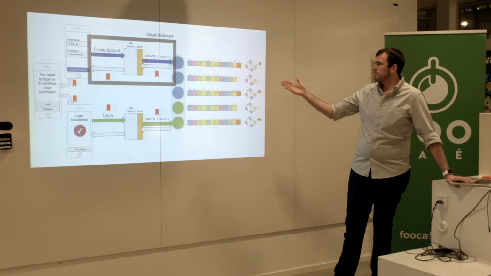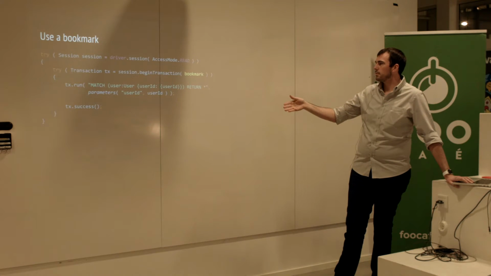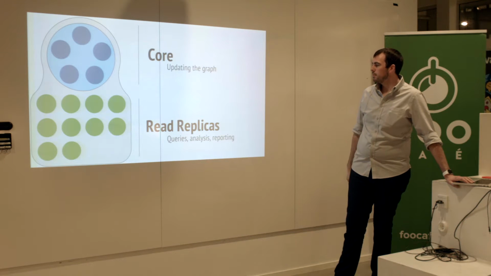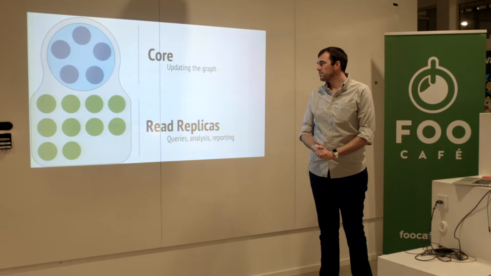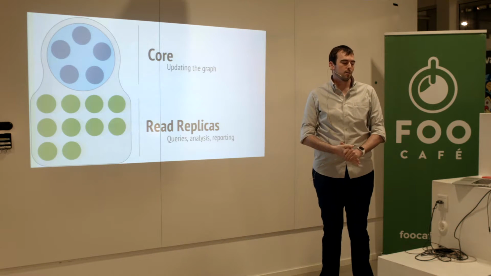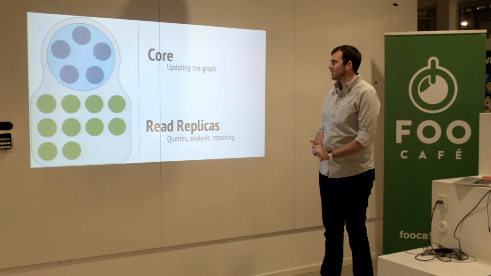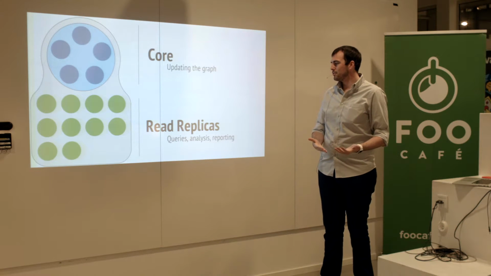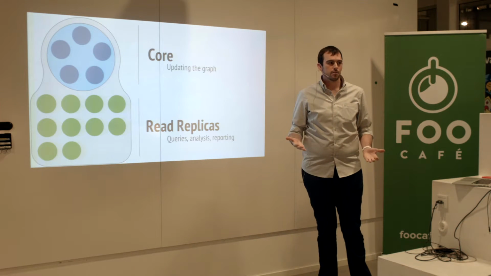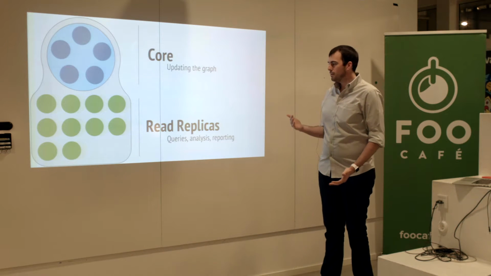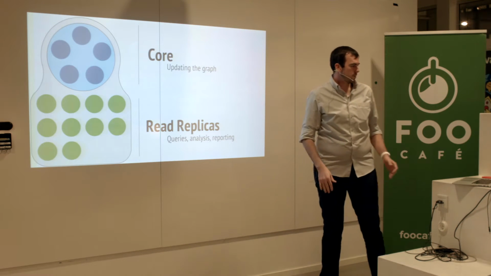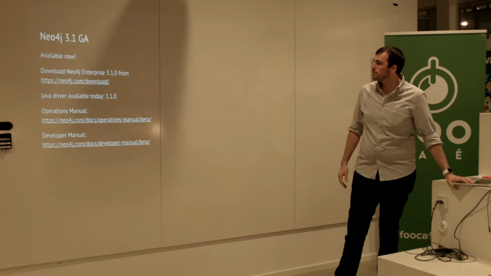So that's the step. That's when you tame the bookmark. You use the bookmark. So this is how causal clustering works. There's the core, it's updating the graph, and replicas that are doing queries. Maybe you want to do analysis, huge graph analytic queries that take a long time to run, or other kinds of reporting steps.